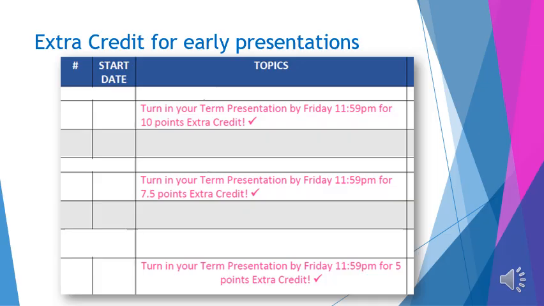Generally, I start with the Friday before the presentation is due. You get 5 points extra credit if you turn it in by then. The previous week, it's 7.5 points extra credit if you turn your presentation in by that Friday. And then the previous week to that, you get 10 points extra credit if you turn in your presentation by the end of the day on Friday that day.